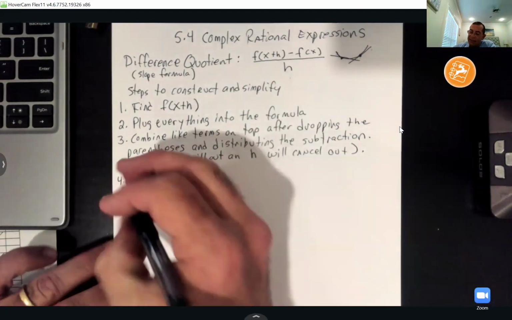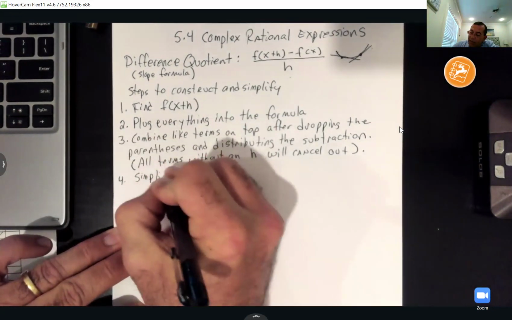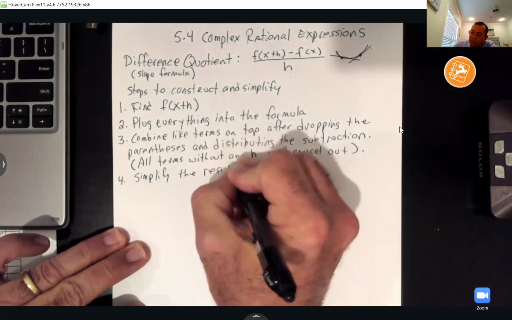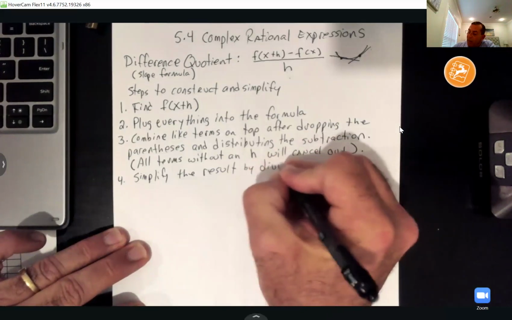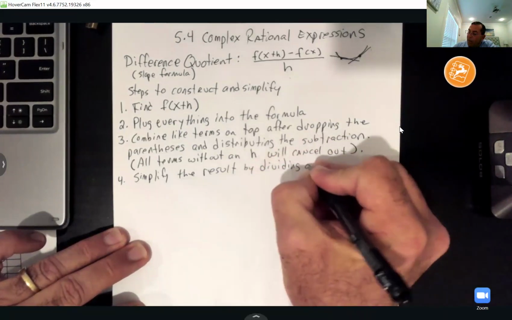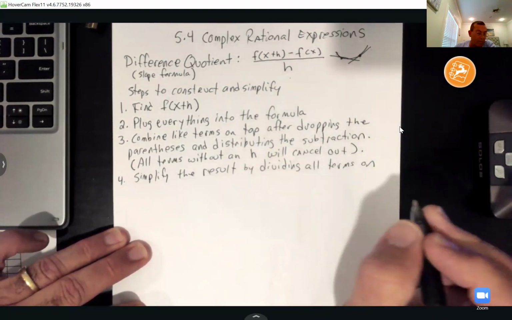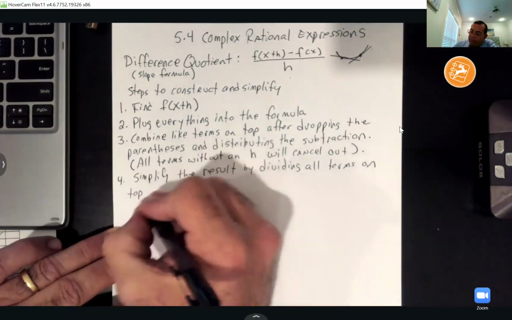So the last step on this, we're going to simplify the result by dividing all terms on top by the h on the bottom.